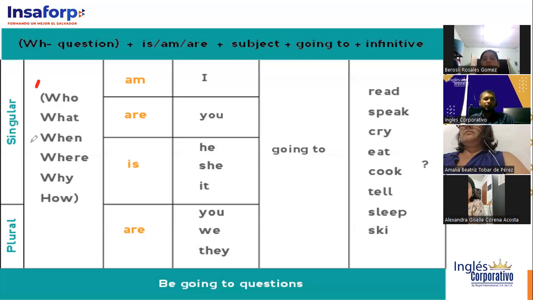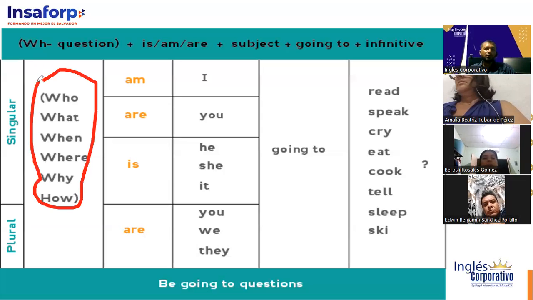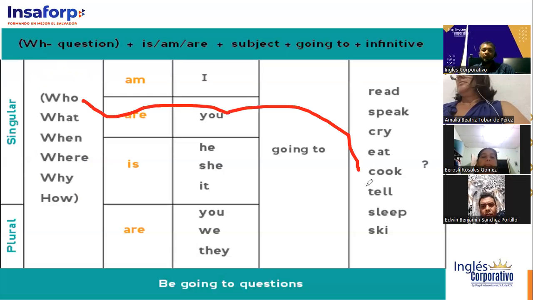Here you have the WH words. If you see with these ones, you are not going to say just yes or no. You're going to give more information. For example, if I ask you, Edwin, who are you going to tell the secret? What will be your answer?